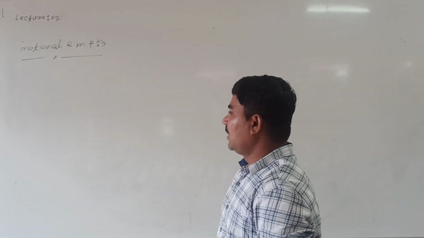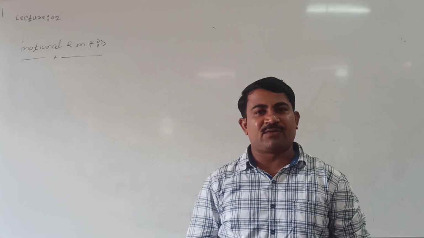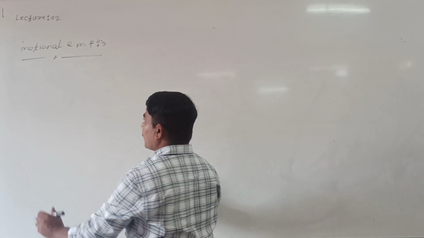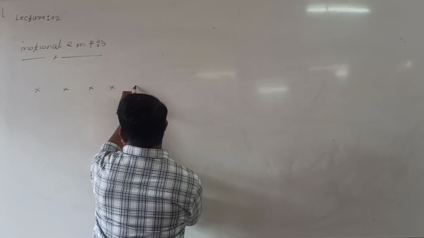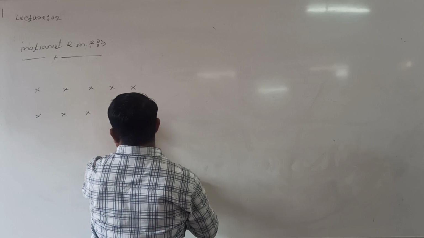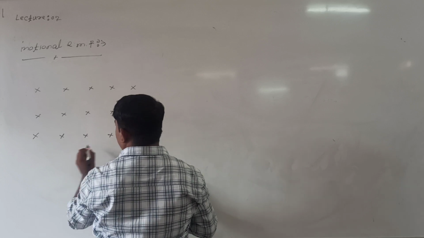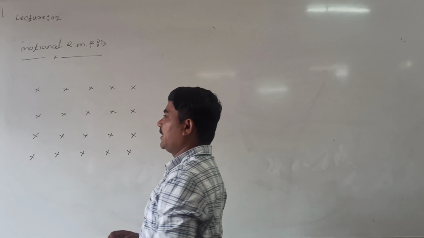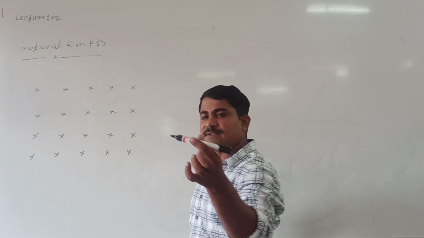We'll explain in detail. Now, to explain motional EMF, I will take a uniform magnetic field. That magnetic field is uniform and directed into the plane. How is it? This is nothing but a uniform magnetic field. The magnetic field is uniform and directed into the plane. Remember, these are uniform magnetic field lines, right? Now, in this uniform magnetic field, the direction must be like this.